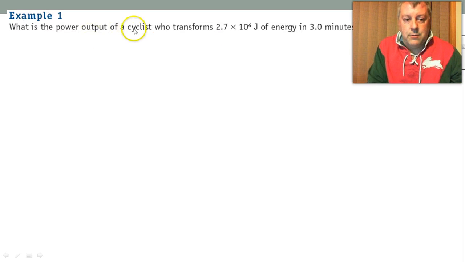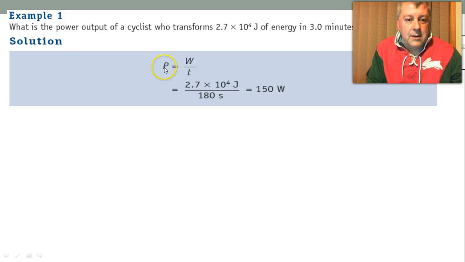What is the power output of a cyclist who transforms 2.7 times 10 to the 4 joules of energy in 3 minutes? Minutes, that rings a bell, doesn't it? So power equals work over time. Work is in joules. We've got joules here, so we put that number there. We've got to convert the time into seconds, and so it's 150 watts. Little trick in that one, well, a couple of tricks actually.